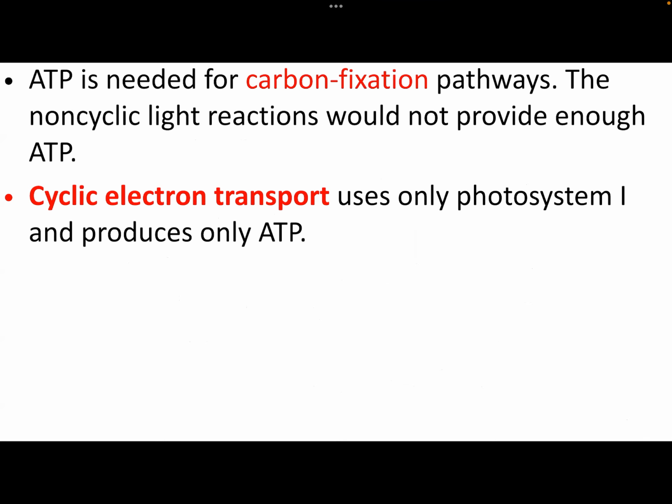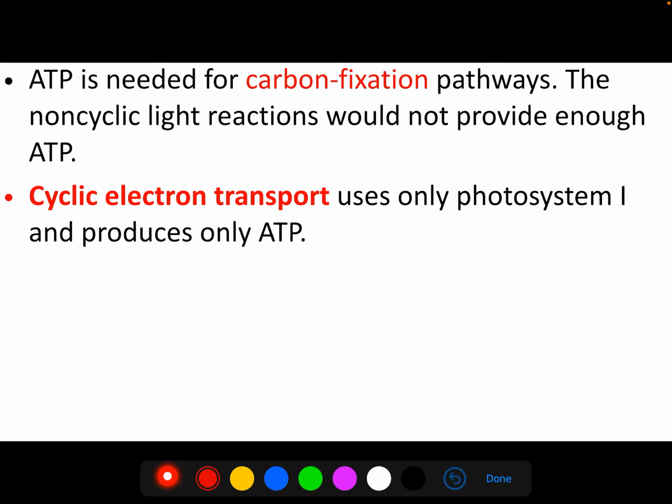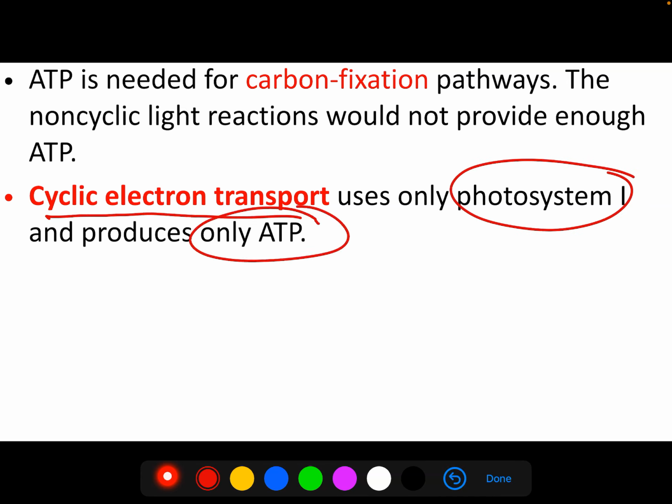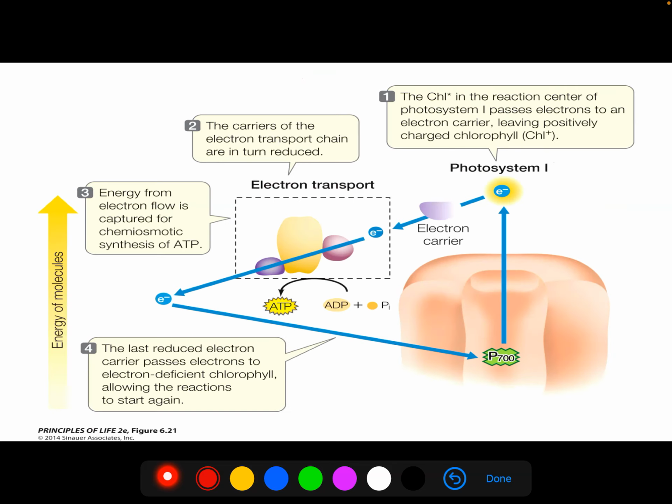And so ATP is needed for carbon fixation pathways. We've got to build, right? We're building stuff. And so we have to be able to build. Cyclic electron transport uses only photosystem 1 and produces only ATP. One year, I don't know if it was two years ago or something, but they actually put this on the exam. And I covered it probably for 30 seconds in class. That was pretty impressive, which probably means it's not going to be on this year's exam because it was so recent. But nonetheless, let's dive into it together.